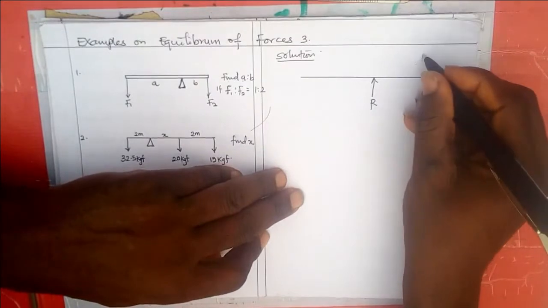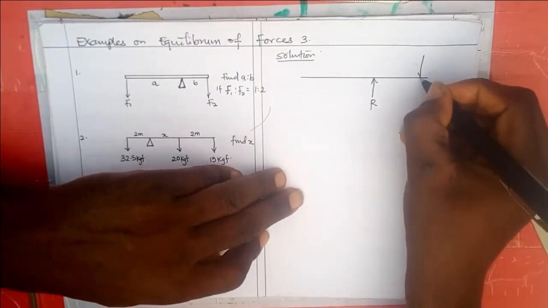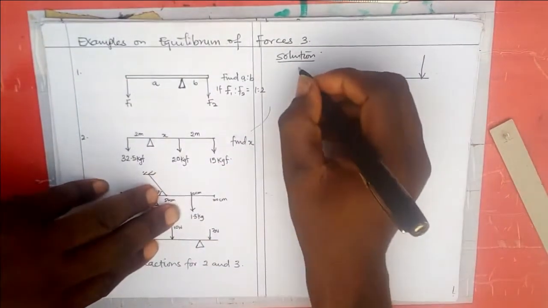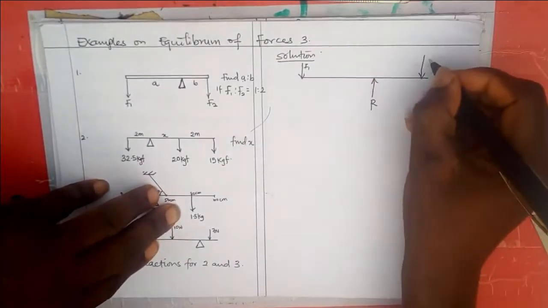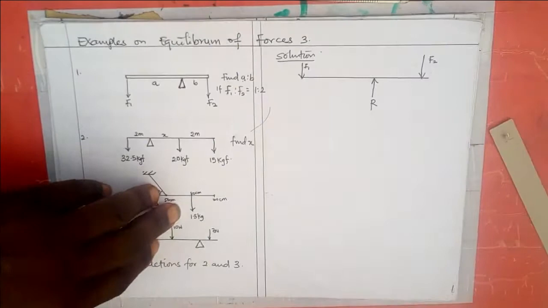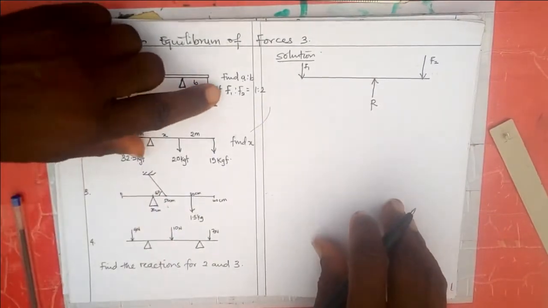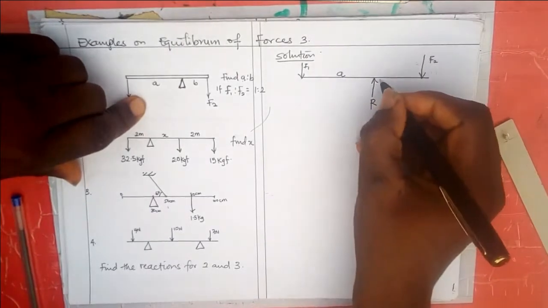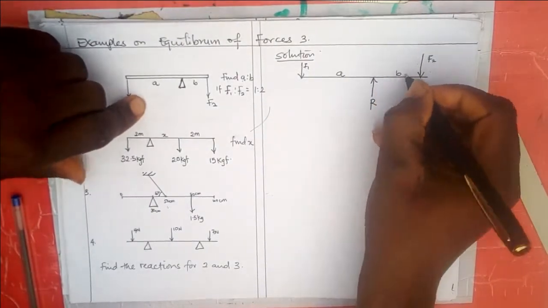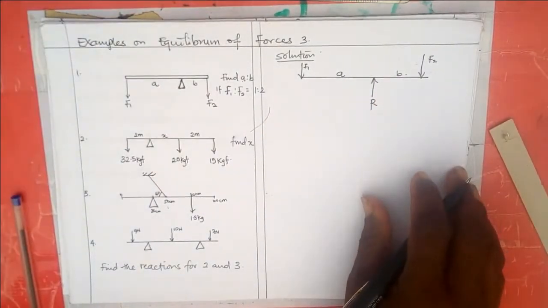So the point load I have here, I will draw it here. And the point load I have here, I will draw it here. So F1 and here is F2. So then the distance here is A, then the distance here is B. So find A ratio B. So how do we find?